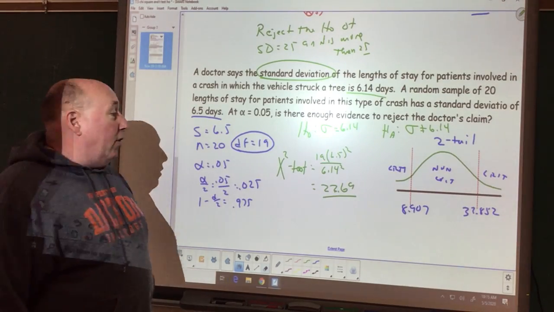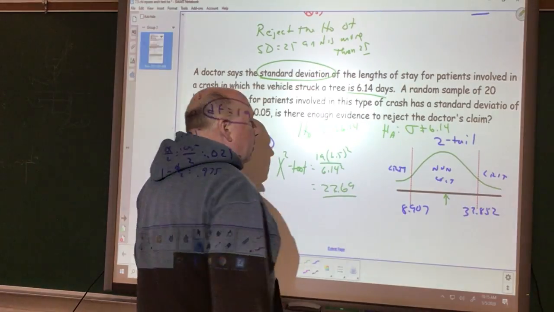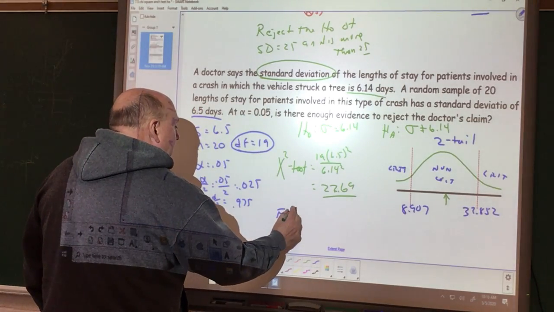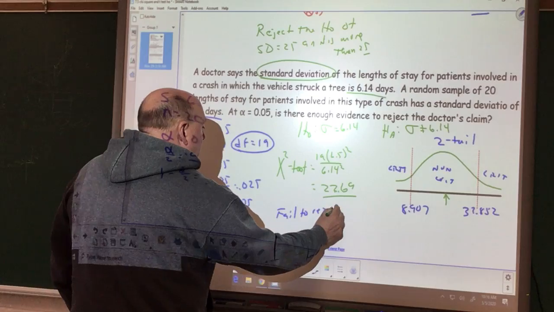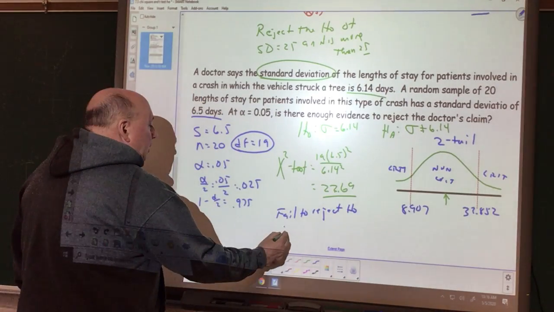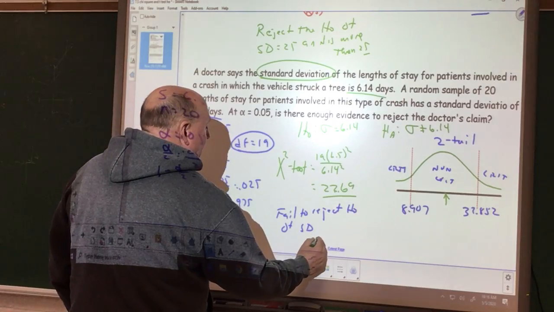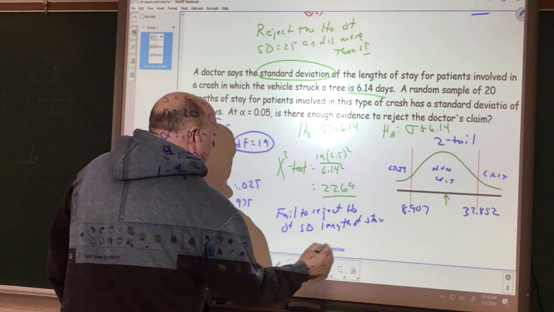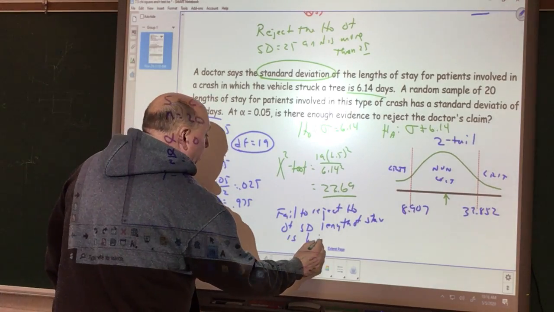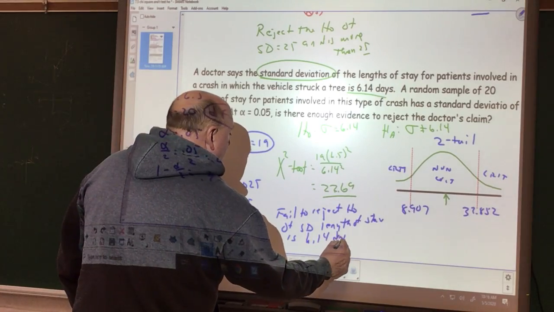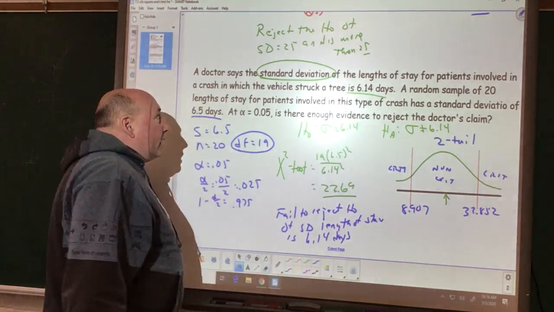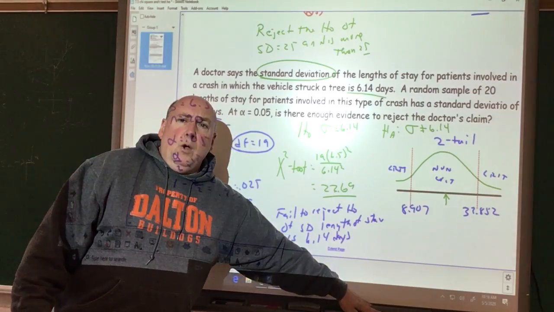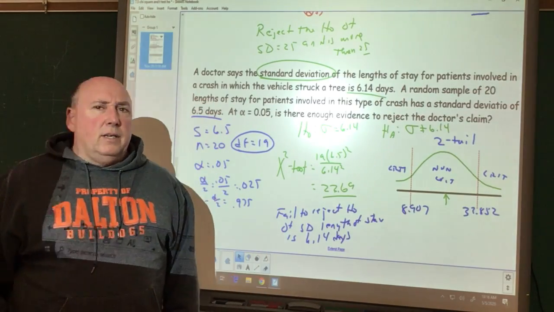So at that point, we fall into a non-critical region. So we failed to reject the null hypothesis. The standard deviation for lengths of the stay is 6.14 days. Which means we support the doctor's claim that it's 6.14 days. We don't have any evidence to say it's different than that.